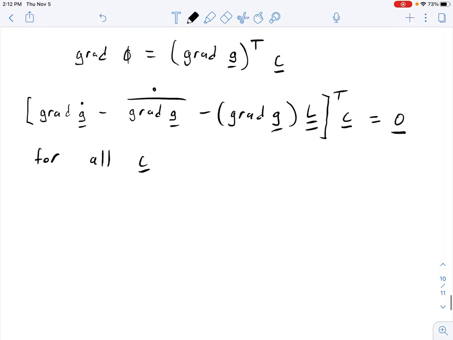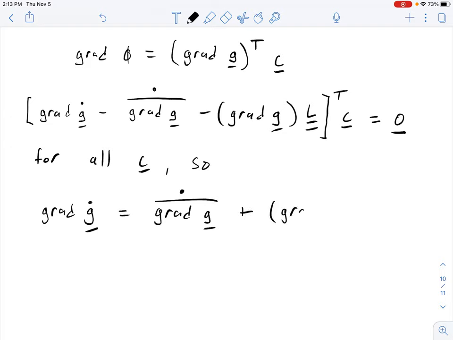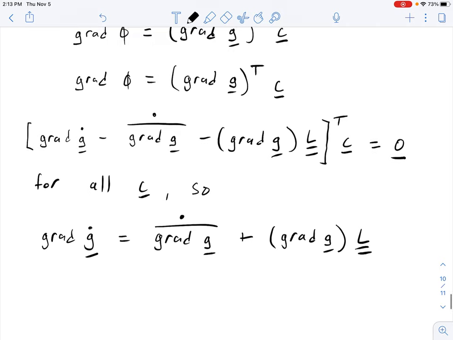All right, so that can only be 0 for all c if this whole thing here is tensor 0 all the time. So the spatial gradient of the material time derivative is equal to the material time derivative of the spatial gradient plus the spatial gradient of that vector field acting on the velocity gradient.